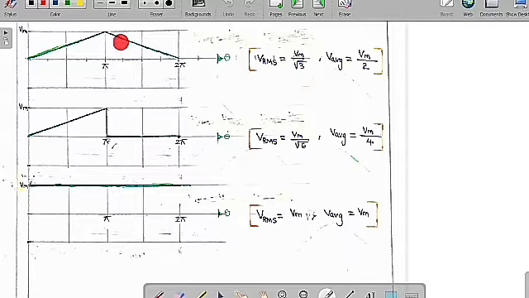Suppose you clip this off. Then the new average value will be half of the previous value, which is 1 by 2 into Vm by 2, that is Vm by 4. And the RMS value is 1 by root 2 times the RMS value of the previous signal, which is 1 by root 2 into Vm by root 3, which is Vm by root 6.